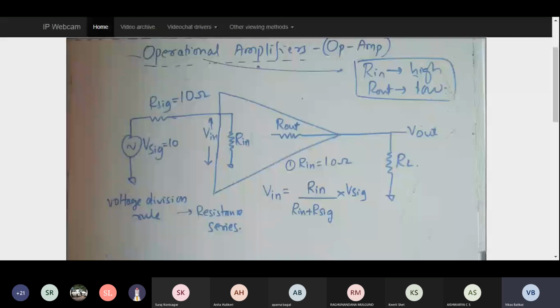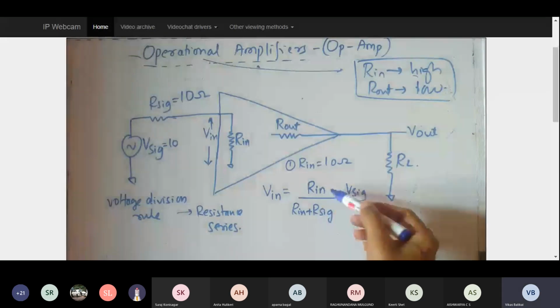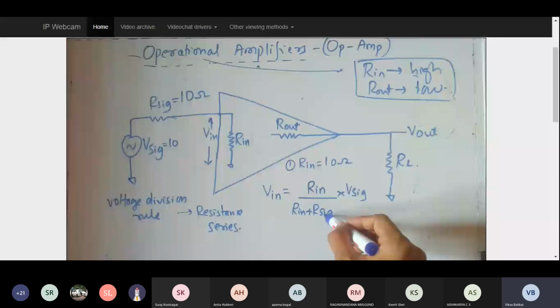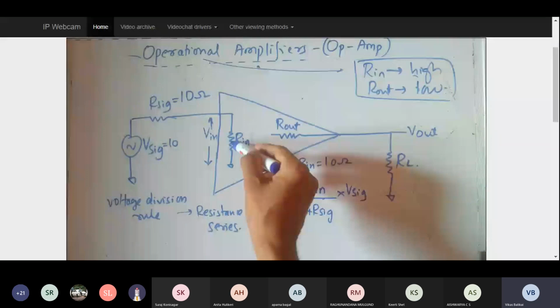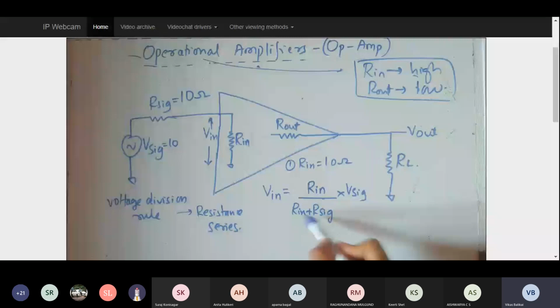Henceforth, please make it a habit to remember: the resistance across which you need the voltage goes in the numerator. Below it, in the denominator, I do the summation of all resistances attached to that resistance. So here Rin and Rsig are attached together, the summation multiplied by the main voltage Vsig.